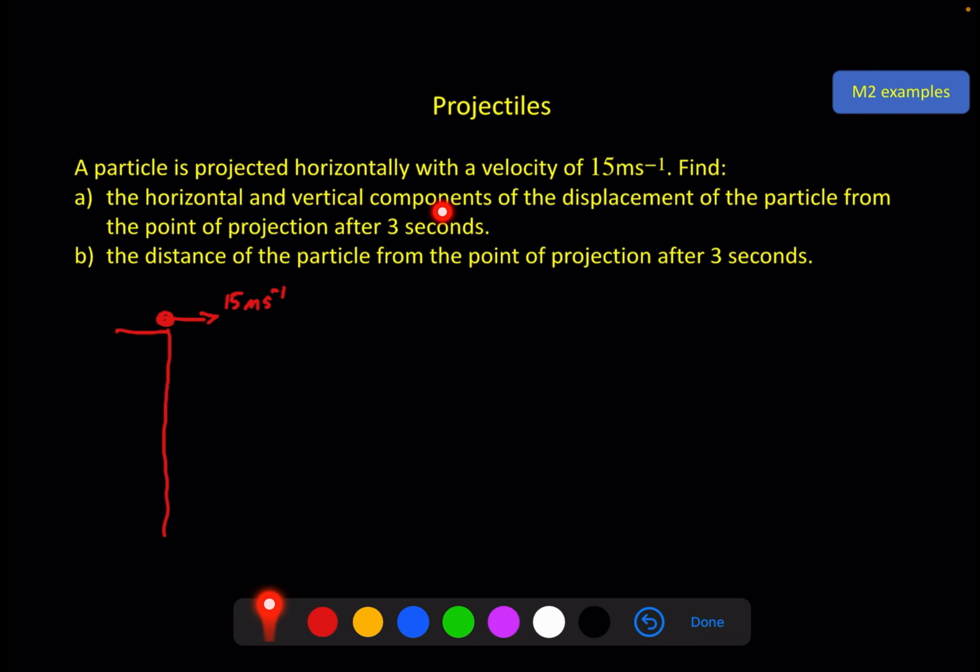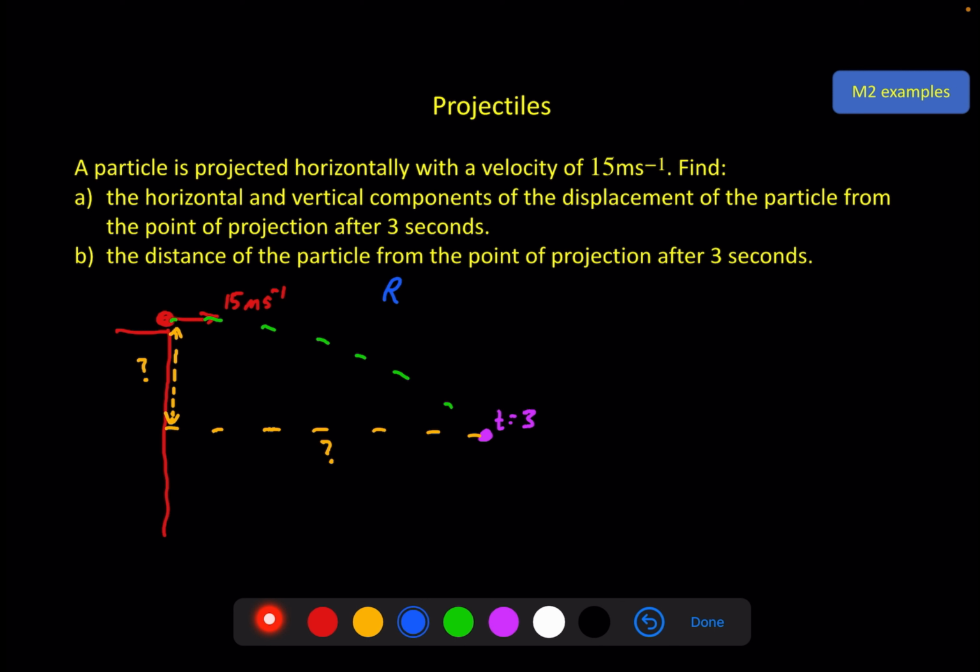So it's saying horizontal and vertical components because 3 seconds is shared between the horizontal and vertical parts, but they're separate calculations, so I need to look at the distances or the displacements separately. So let's say it's projected, and again it moves parabolically, and after 3 seconds, let's say it's down here somewhere. The question is, what is the horizontal distance, the horizontal component of the displacement, and what is the vertical distance, the vertical component of the displacement? And we have to take these two questions separately.